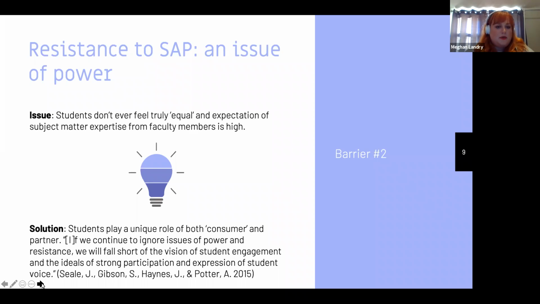If we continue to ignore issues of power and resistance, we will fall short of the vision of student engagement and the ideals of strong participation and expression of student voice.